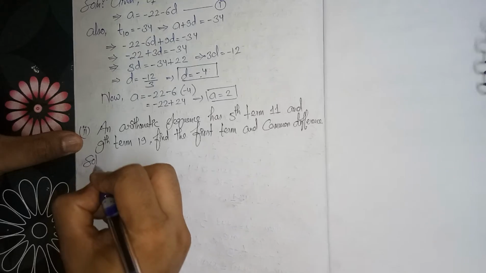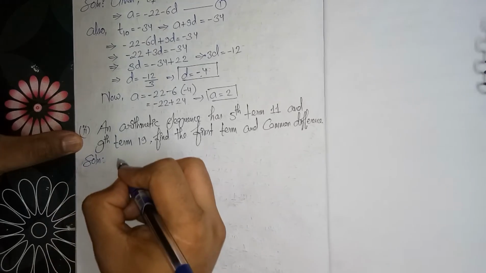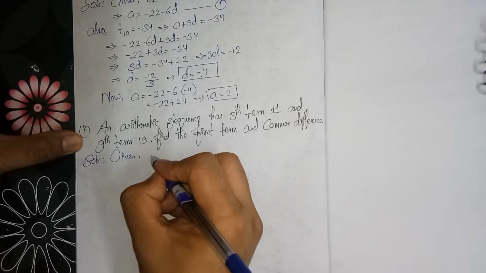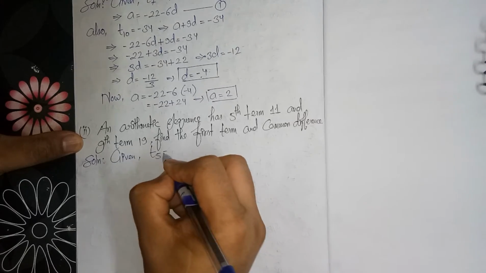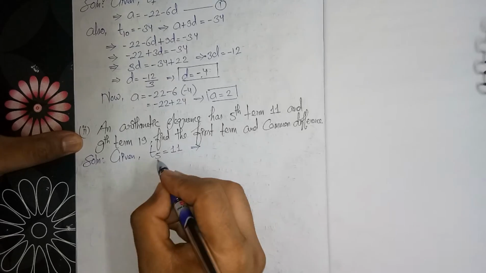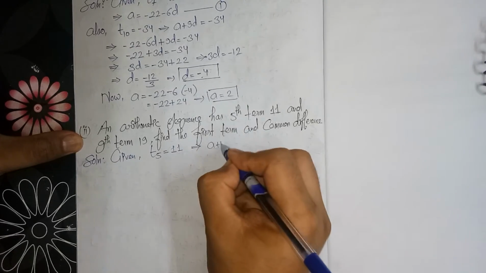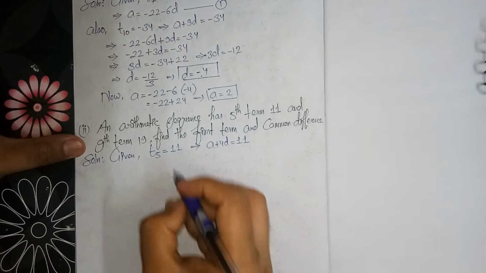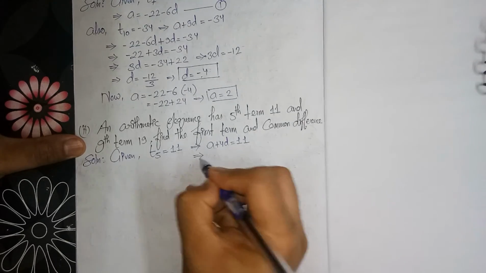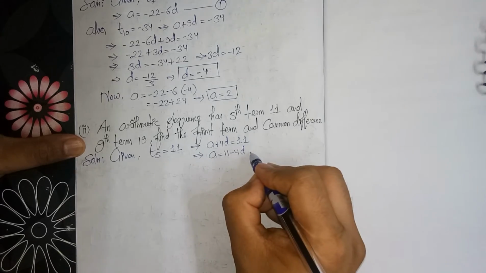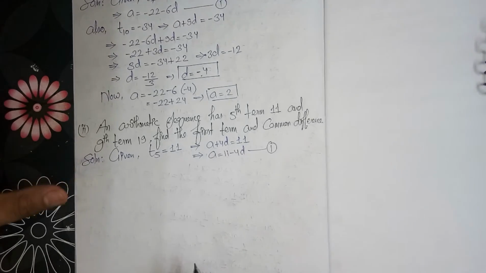Here again, solution. Given: T5, the fifth term, is equals to 11, implies in place of T5 we can write A plus 4D equals to 11, right? Implies we get A equals to 11 minus 4D. So this is equation 1.